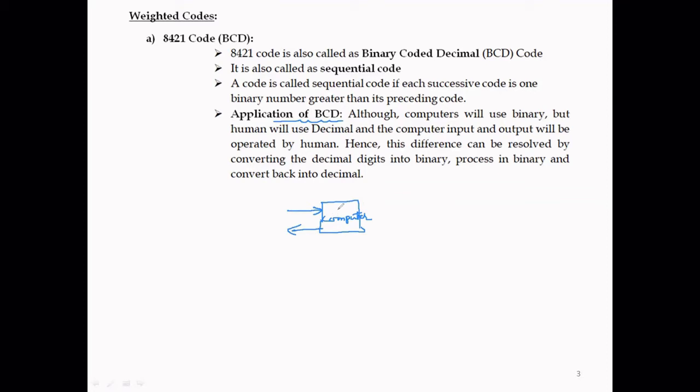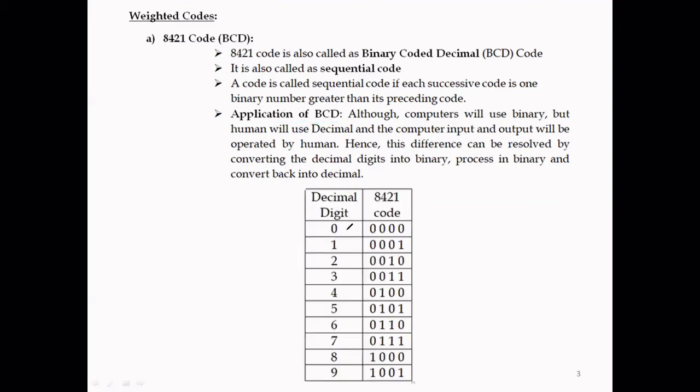So that's why instead we use BCD. We use decimal numbers, and just convert each digit into binary. Binary coded decimal, all decimal numbers only, but just binary coded. Those will be processed in the computer and converted back to the decimal number system. So that is the advantage of BCD, binary coded decimal. See here, this is a decimal digit, and this is the 8421 code, or BCD.